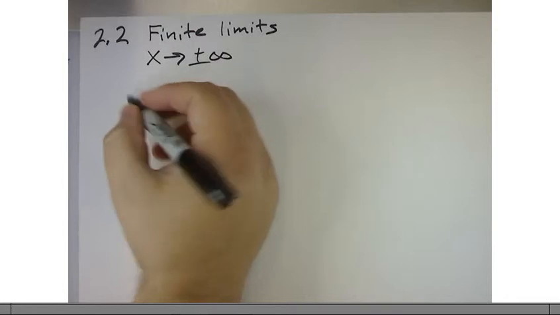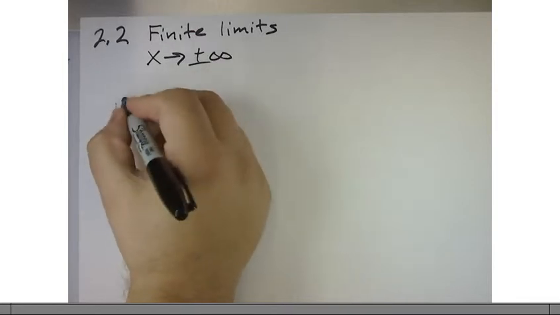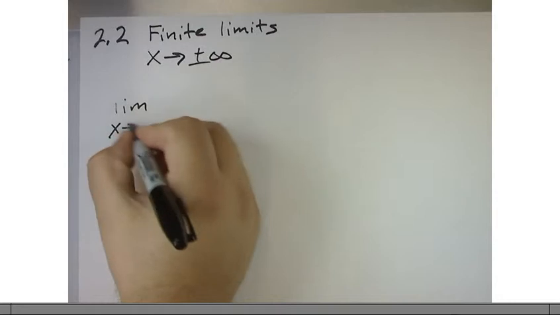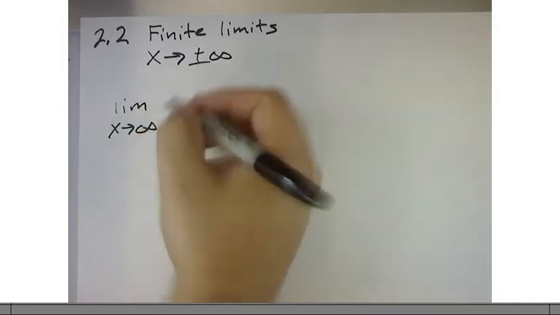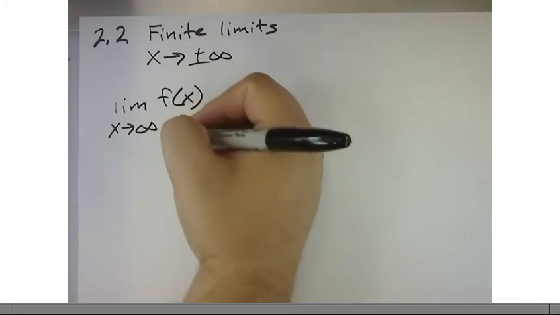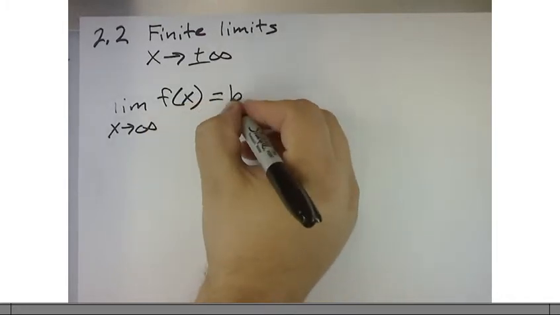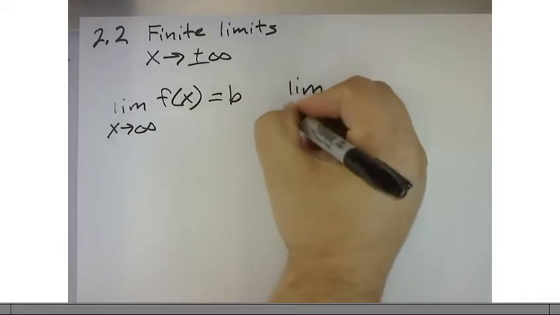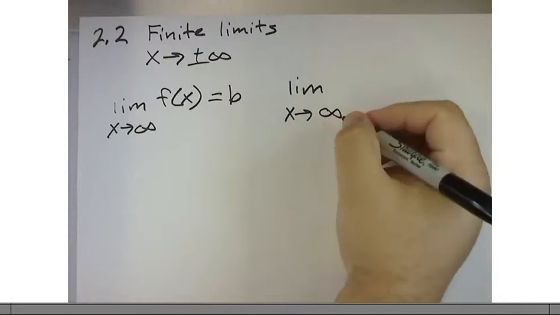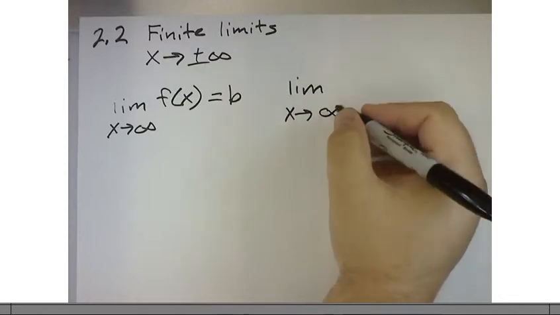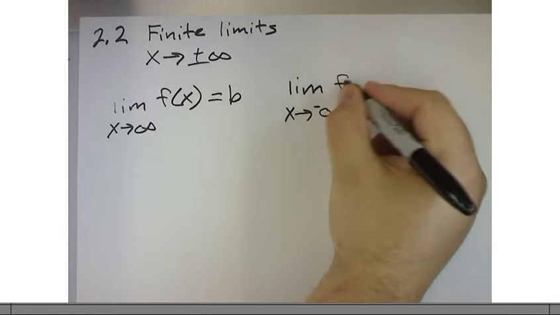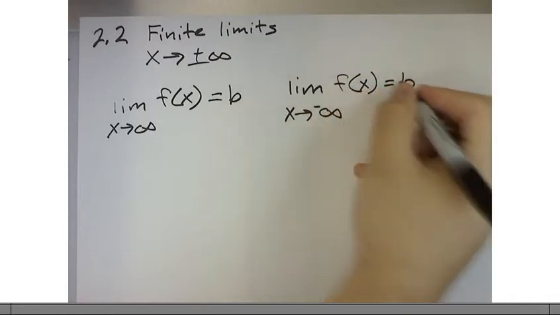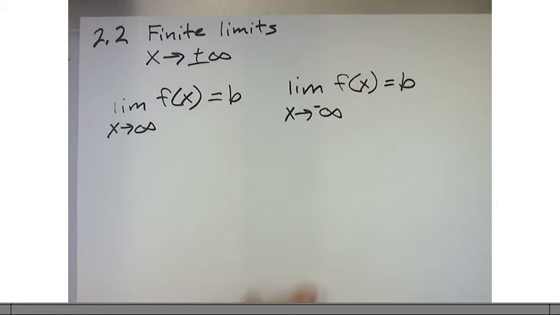So what we're looking at is that sometimes we can take the limit of a function as it approaches positive infinity, right? And the behavior of the function itself could approach a number. So that's why we call it finite limits. So even though x is approaching positive infinity or negative infinity, it could still have a finite limit.